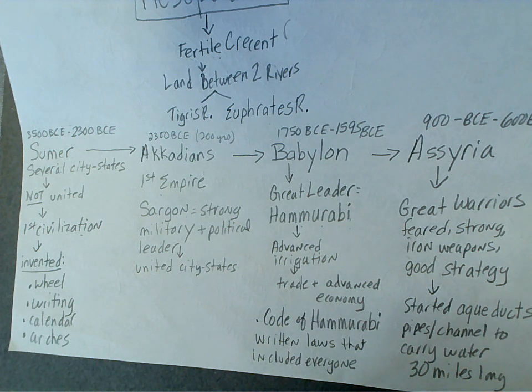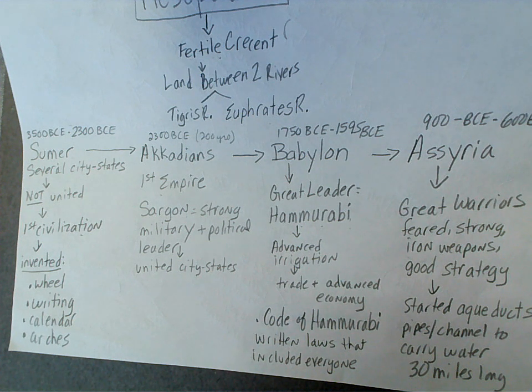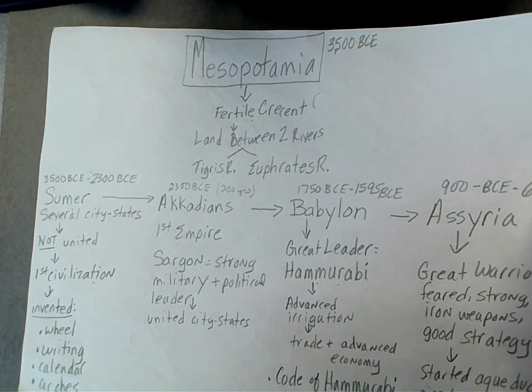Then we move on to the Akkadians with Sargon, who figures out how to unite all of these different groups of people in an area under one leader and has it all together under one leadership. Then we learn about Babylon with the great leader Hammurabi, who advances irrigation, which allows more trade and advanced economy. And he says, wait a minute, we need some rules around here so things can stay in order. And he writes them down for all to see. And then Assyria, which were a group of warriors who learned how to use stronger, better weapons with great strategy, and also invented and started using aqueducts. So this is what we have for the area of Mesopotamia.